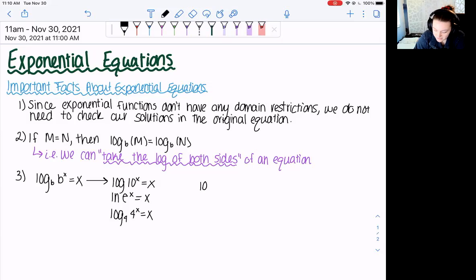Another one that we have, and this one follows directly from this rule, if imagine if x was 1, so you have b to the first power there, then you would have log base b of b is equal to 1. And for the base 10 logarithm, that means that log of 10 is 1. And then for base e, ln of e is 1. And then we just choose a random base here. Let's choose 8. Log base 8 of 8 is 1.